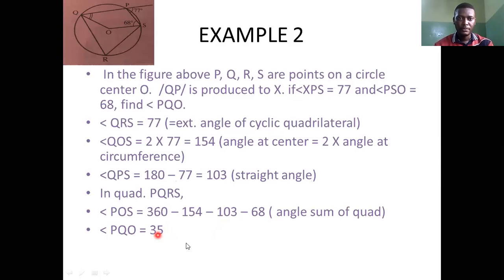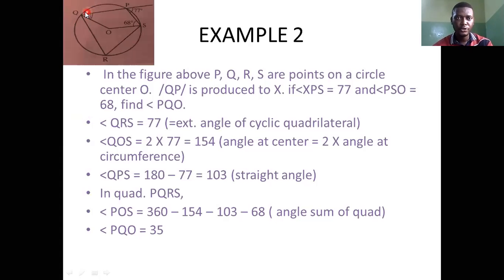Now, example 2. In the figure above, P, Q, R, S are points on a circle centered O. QP is produced to X. This is what they are saying. Angle XPS is 77 degrees, and angle PSO is equal to 68 degrees. This is the 68 degrees we are talking about.